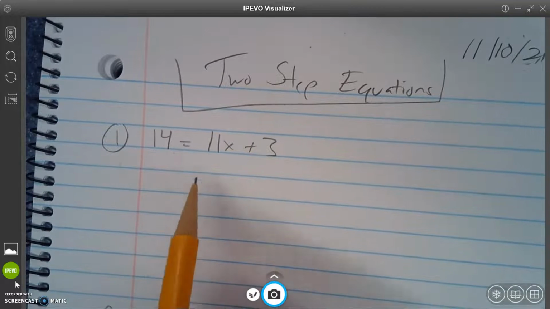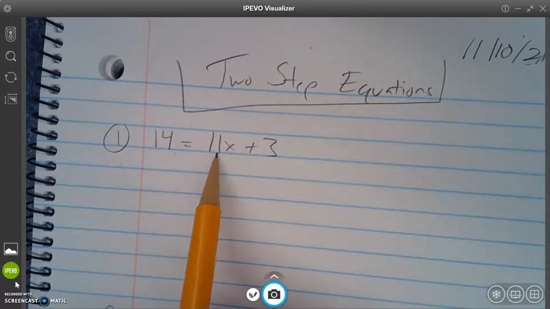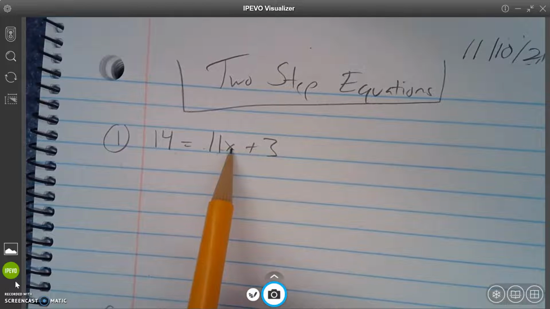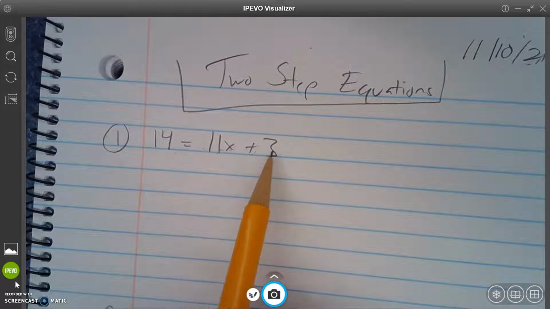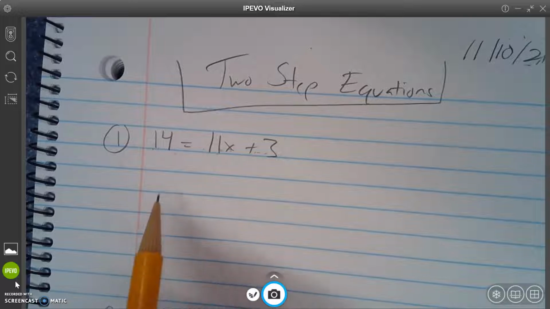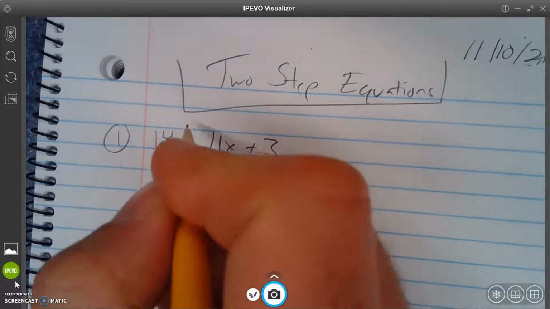Okay. So, solving two-step equations. Why is it called two-step? Because you have two operations. You have multiplication, 11 times a number, and then you have addition, adding 3 equals 14. It is backwards, but that don't matter.